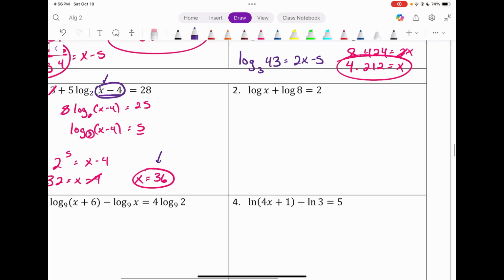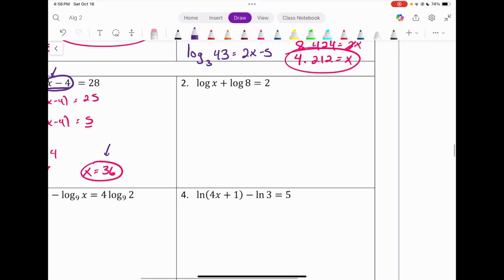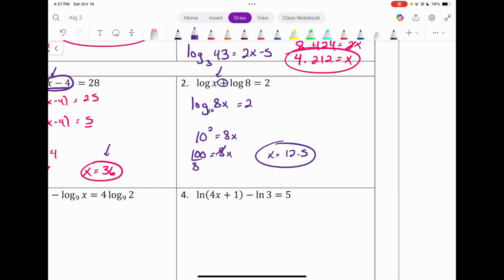All right, next problem. Reminder, to add two logs, we multiply. So log of x plus log of 8 would be the log of 8x. Next step, nothing else can move over, so we're going to change forms. Again, this is called a common log, so this number down here is a 10. 10 to the 2nd power equals 8x, or 100 equals 8x. Last step, divide by 8, and we get that x has a value of about 12.5. And again, check to make sure we can plug in 12.5, and it is fine.